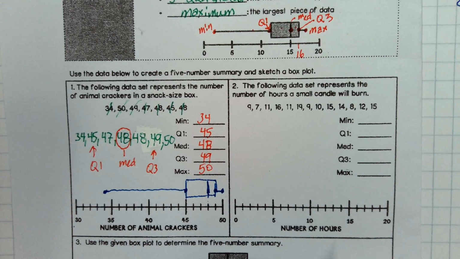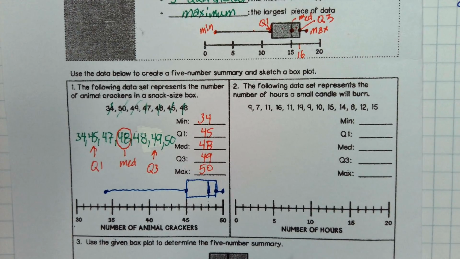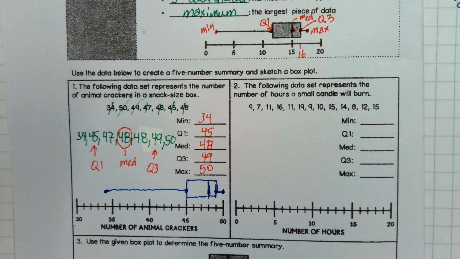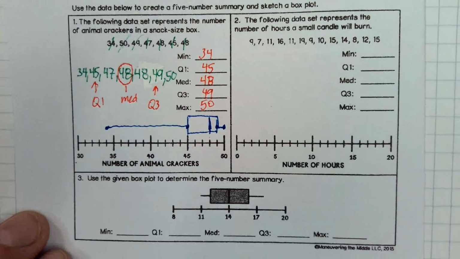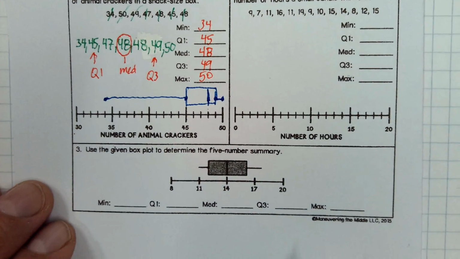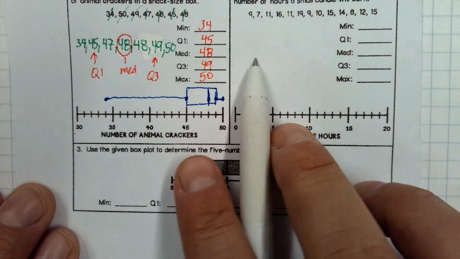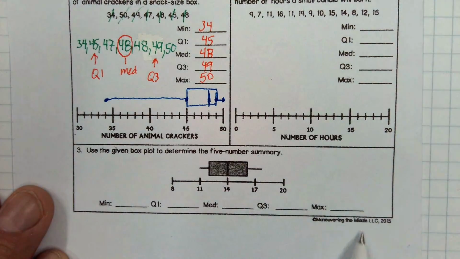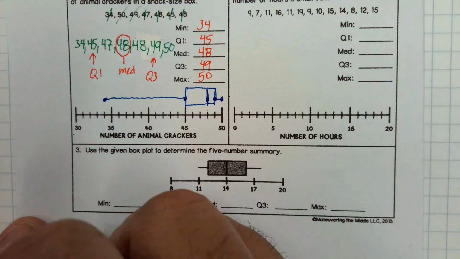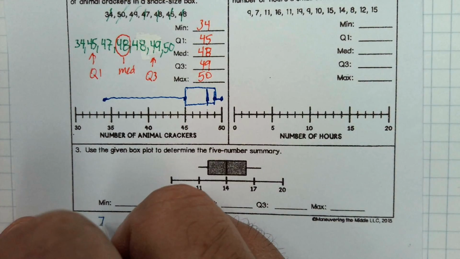The following data represents the number of hours a small candle will burn. So I got to write those numbers. I'm not going to fit them here. Let's write them over here. So I'm just going to write them down in order to save us some time.